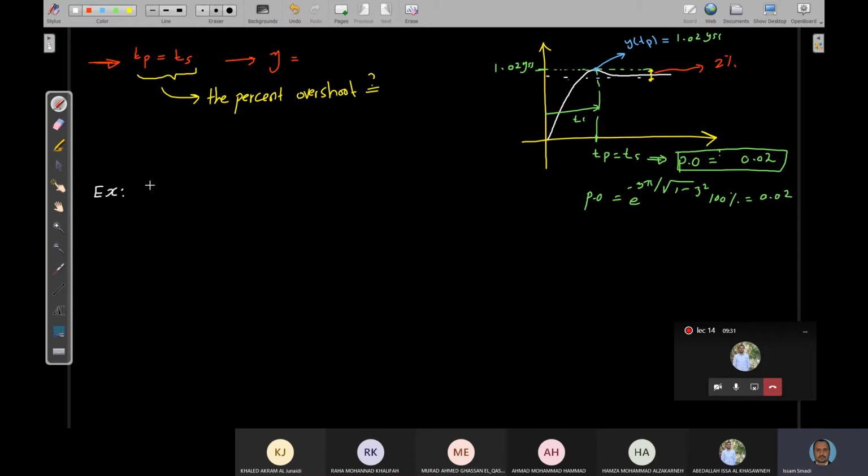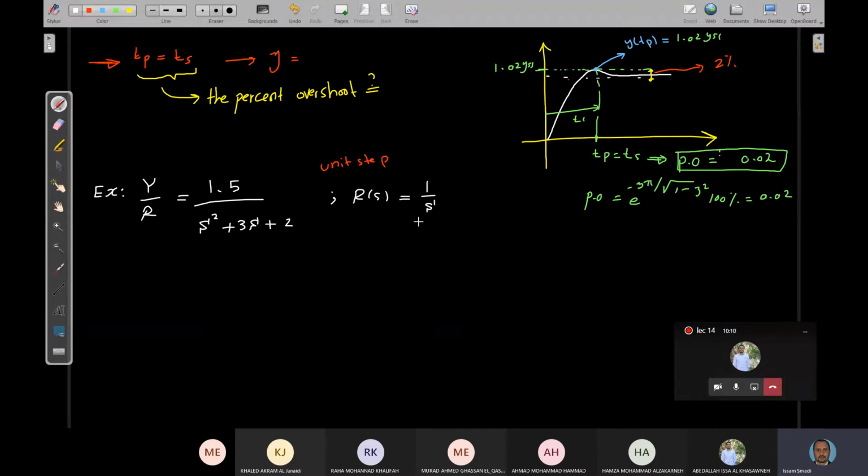Now let's assume that we have the following transfer function Y over R, which equals 1.5 over s squared plus 3s plus 2. And I need to discuss the unit step response. So R of s equals what in the case of the unit step? R of s equals what? 1 over s, thank you. Sometimes I'm asking trivial questions, but please answer me.